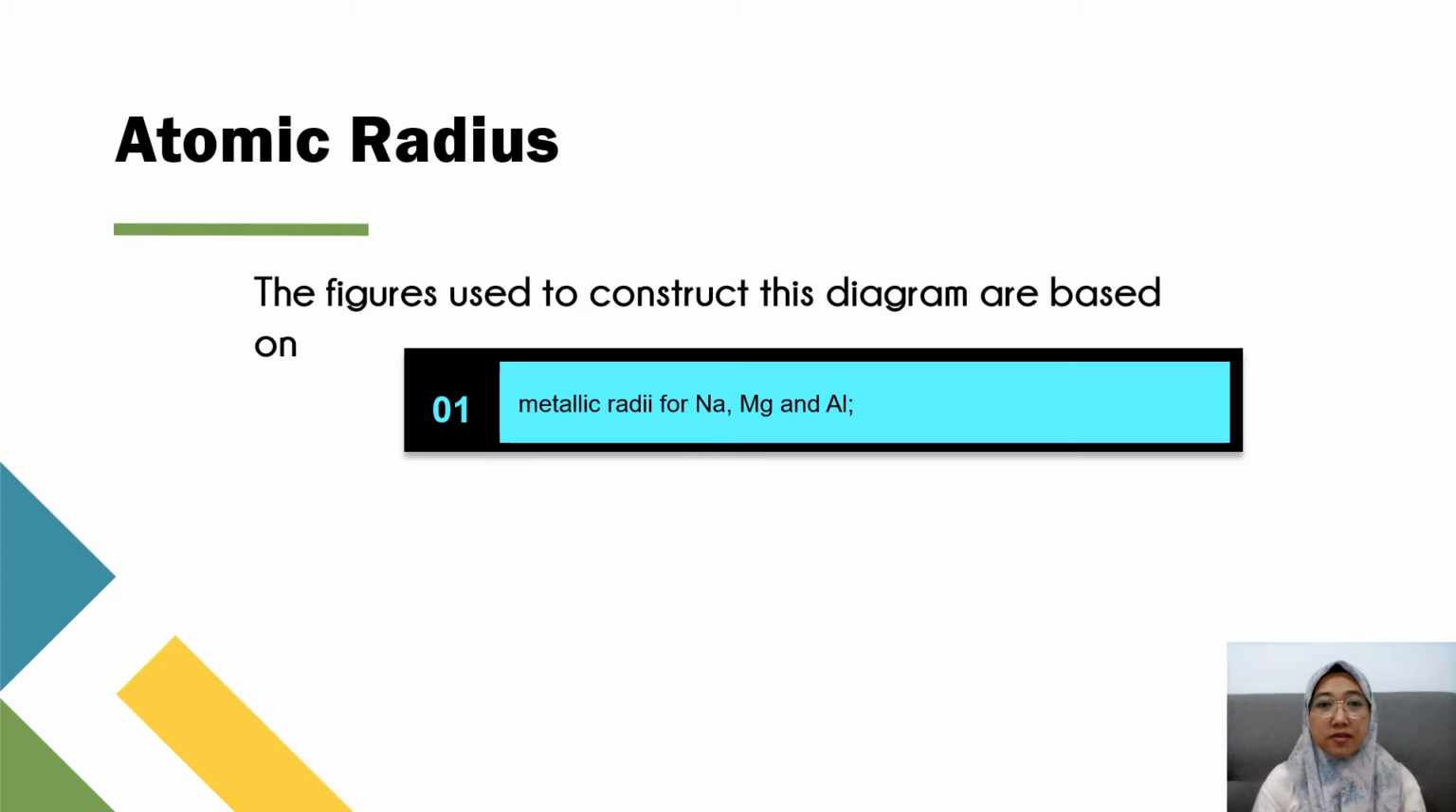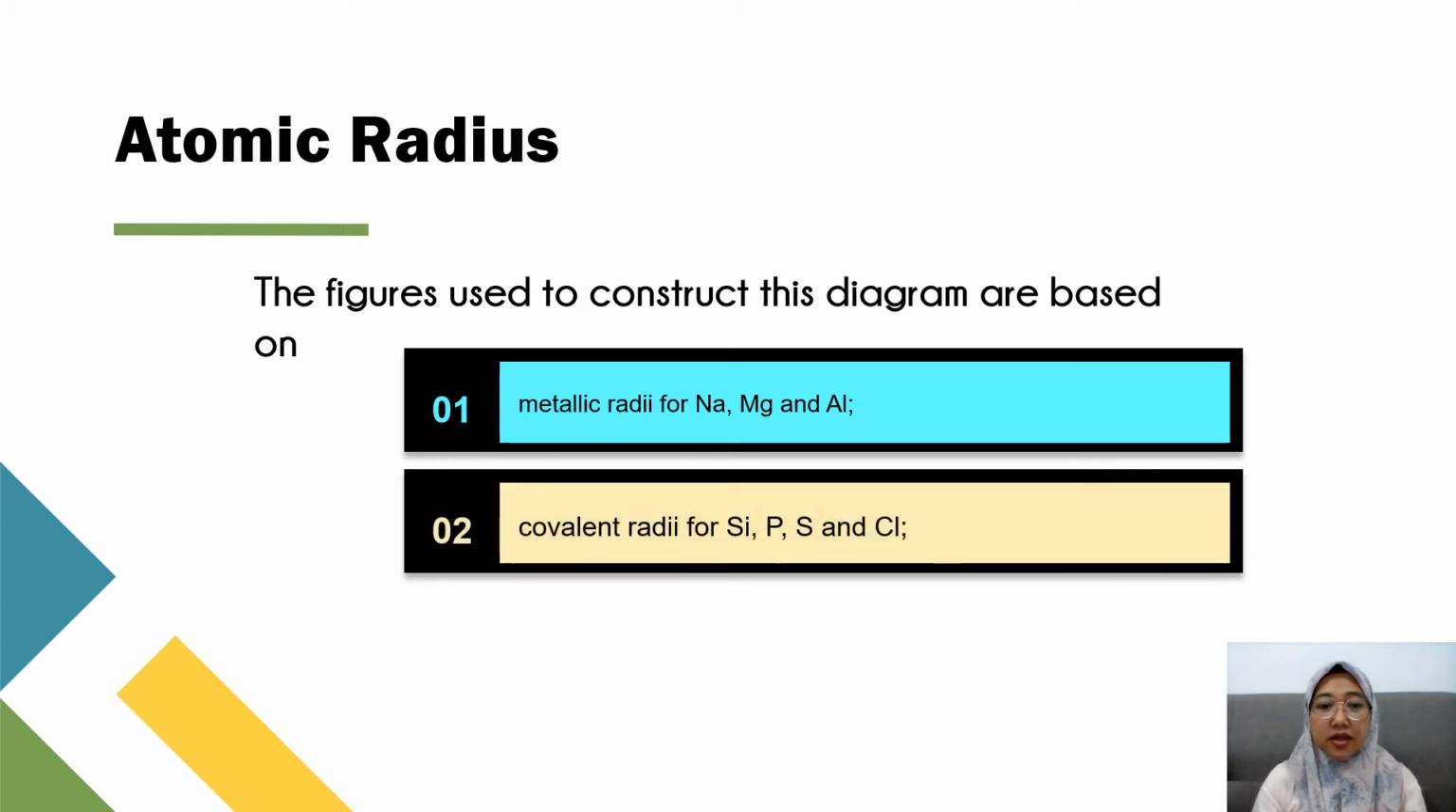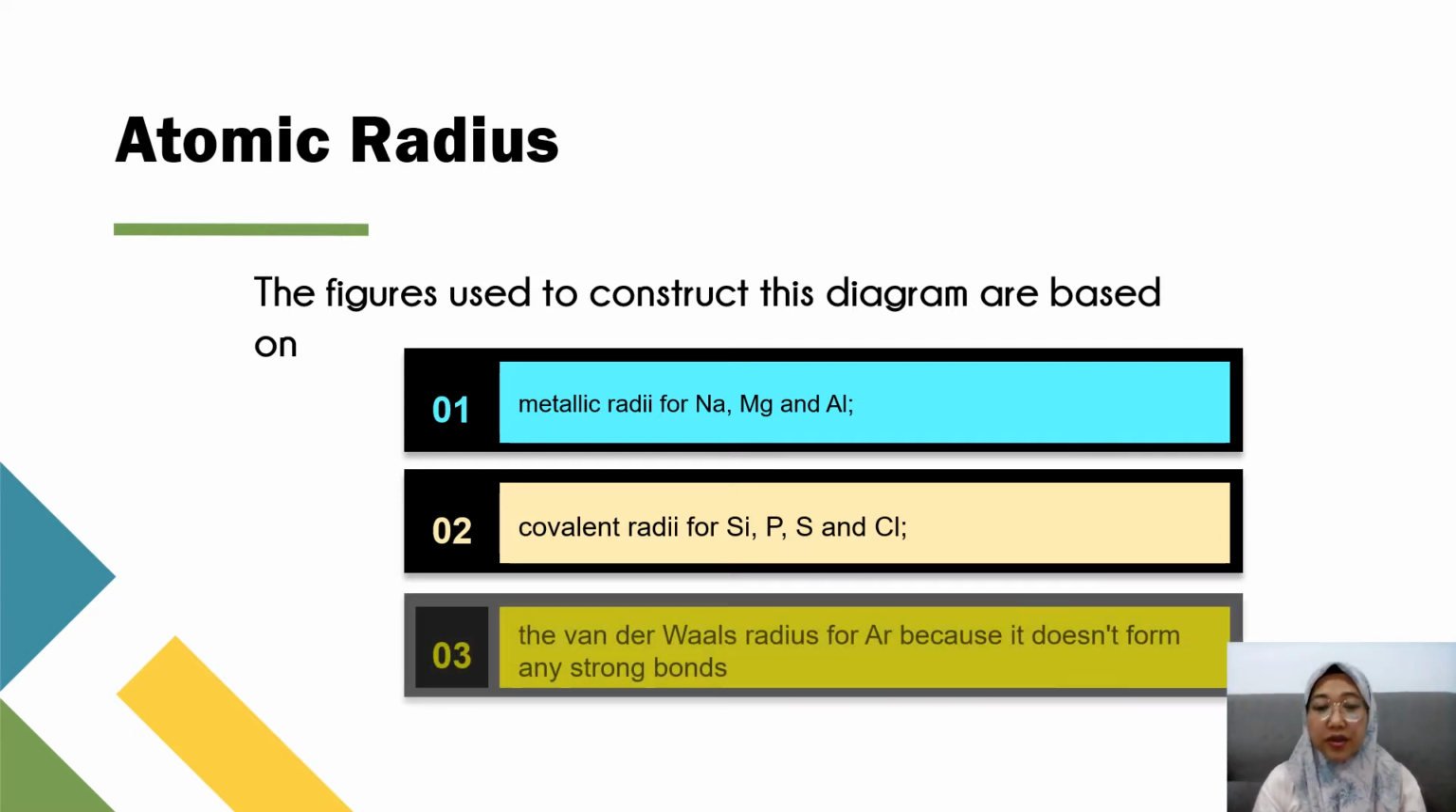So the figures used to construct this diagram are based on metallic radii for sodium, magnesium, and aluminium. Covalent radii for non-metals: silicon, phosphorus, sulfur, and chlorine. And the van der Waals radius for argon because it doesn't form any strong bonds.